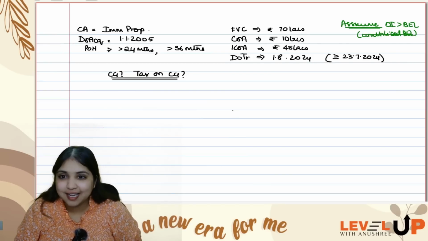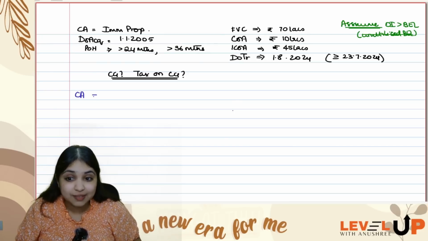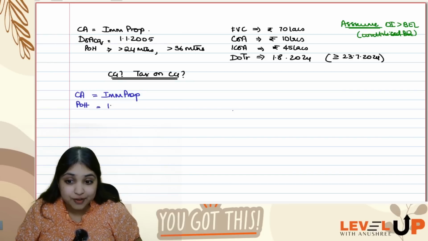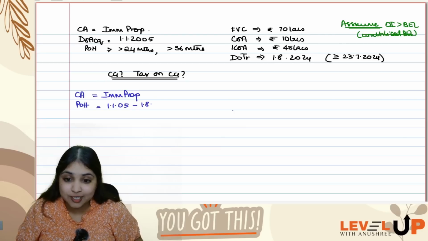Same way I will start, guys. Any capital gains question, same steps I will follow. I will start with the capital asset transferred. Okay, the capital asset transferred is immovable property. Then I will write the period of holding. We acquired this asset on 1st Jan 2005. We are transferring this asset on 1st August 24.